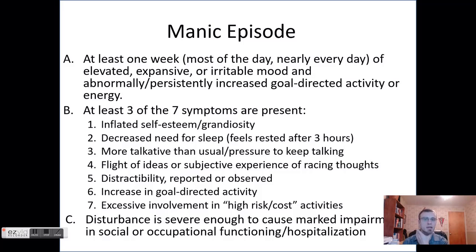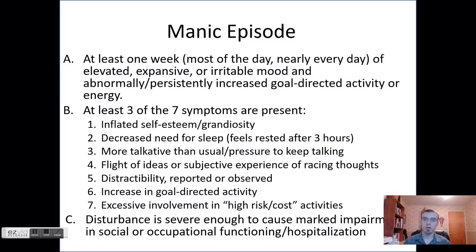So moving on, manic episode. So a full manic episode this would be. If somebody has this, then they would have bipolar 1. At least 1 week, most of the day, nearly every day, of elevated, expansive, or irritable mood and abnormally and persistently increased goal-directed activity or energy. So that's kind of a big descriptive paragraph right there, right?